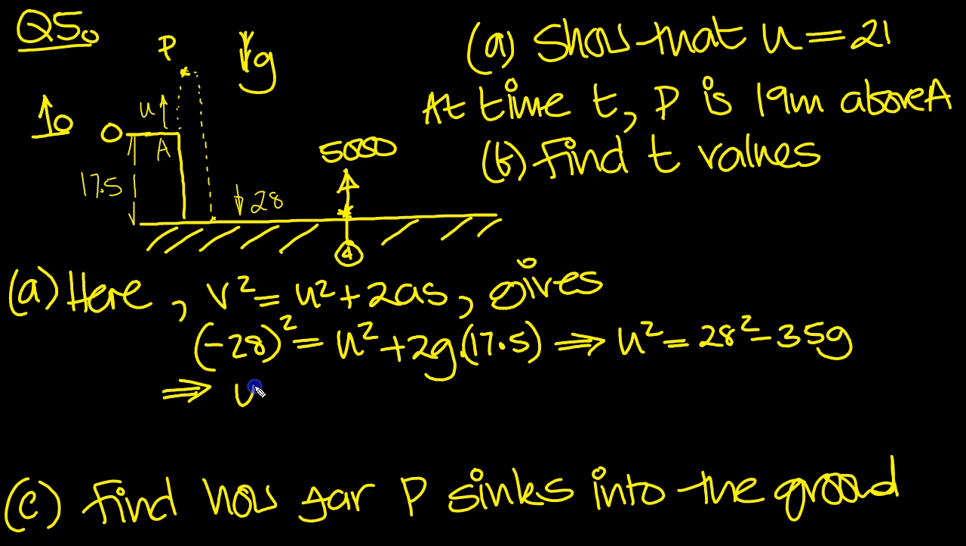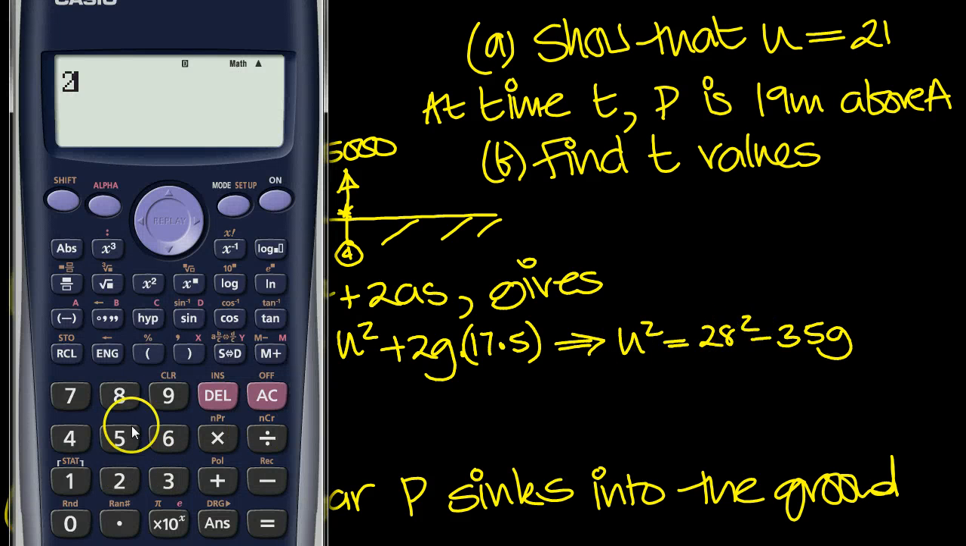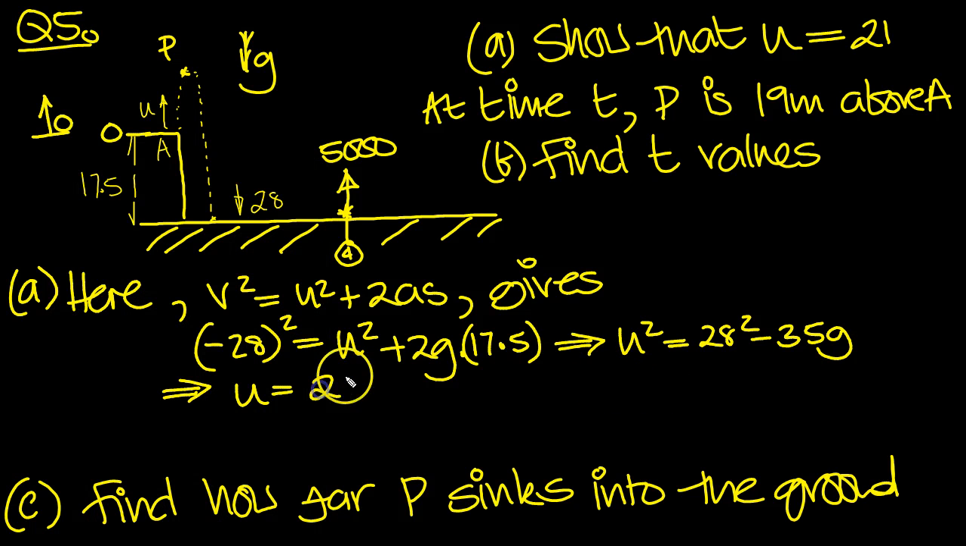When we square root, let's type it in the calculator: 28 squared minus 35 times g, equals, square root, the answer, 21. So we just put that in the calculator and we get 21 meters per second.